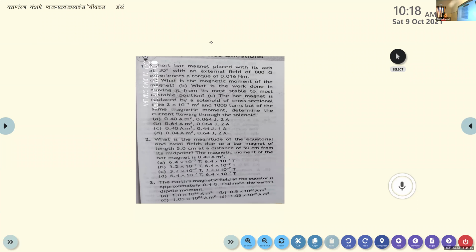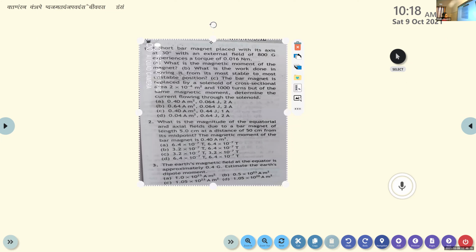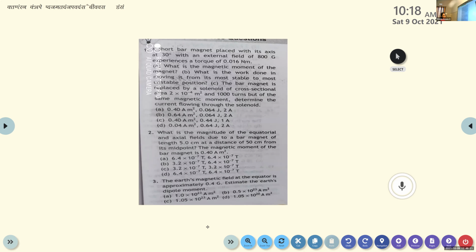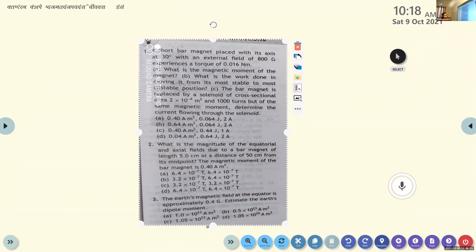The Earth's magnetic field at the equator is approximately 0.4 Gauss. Estimate the Earth's dipole moment. Final answer? Option C. It is 1.05 into 10 raised to 23.